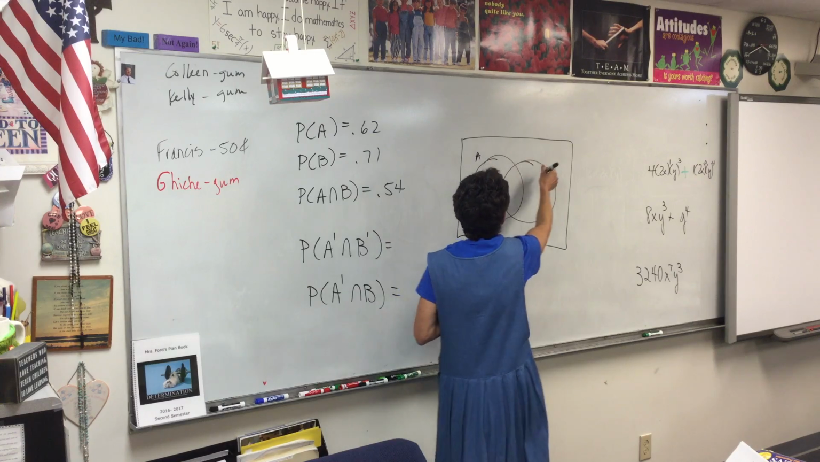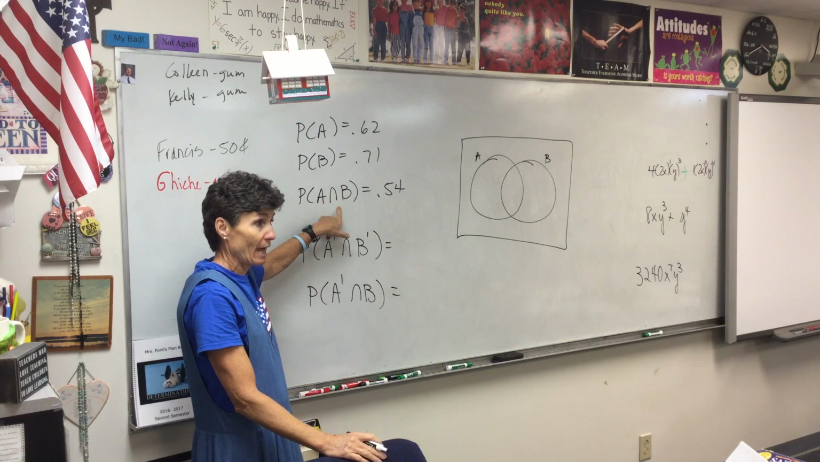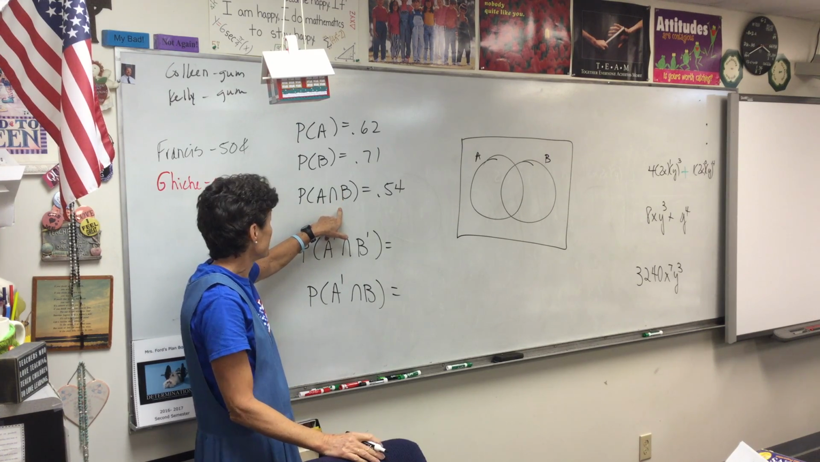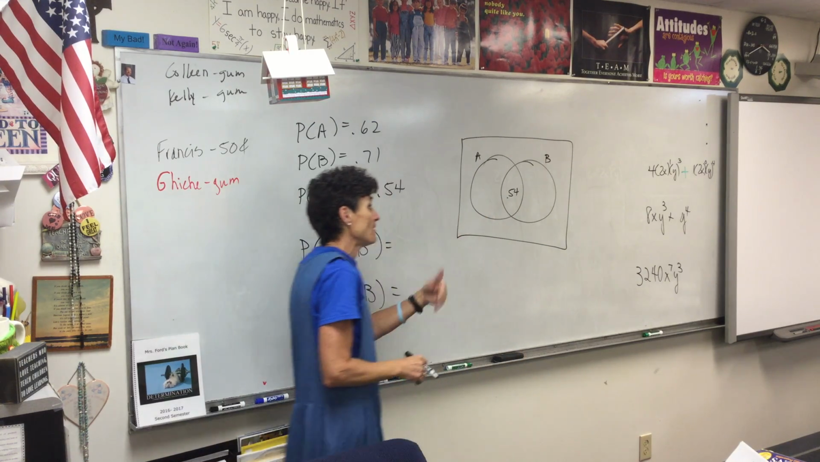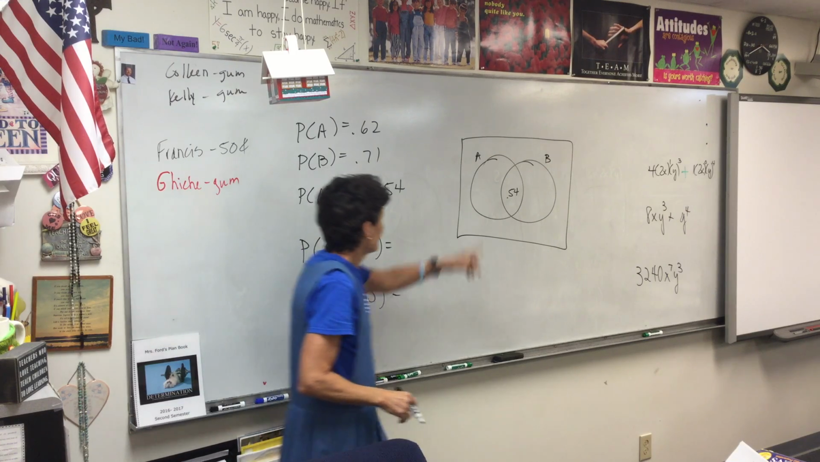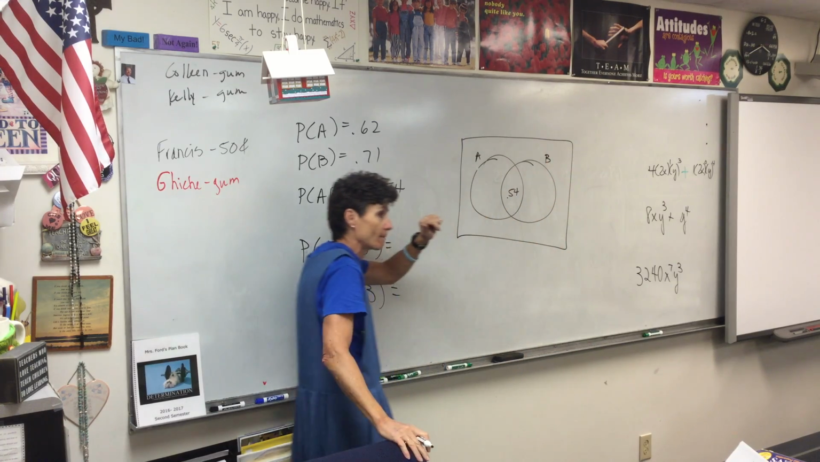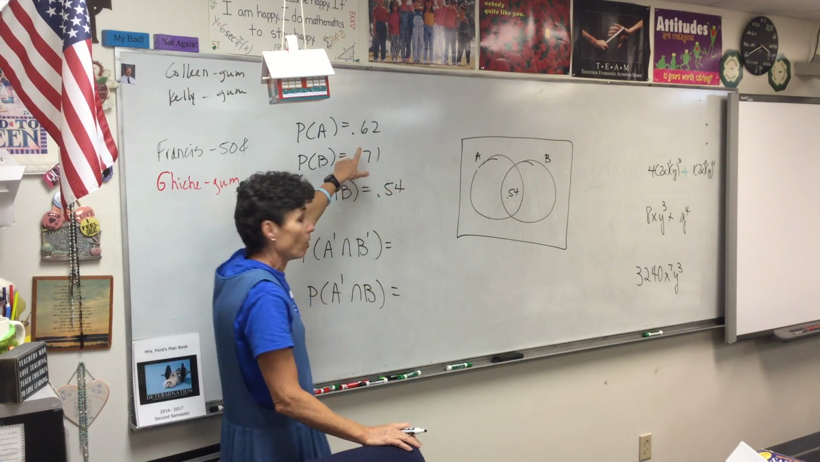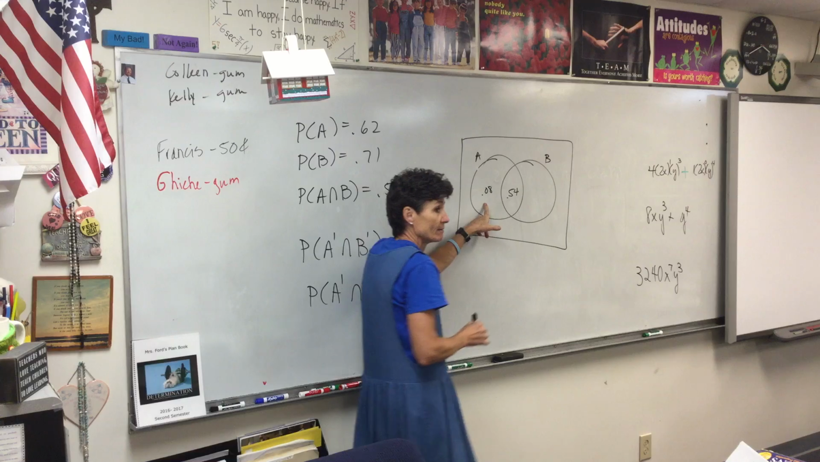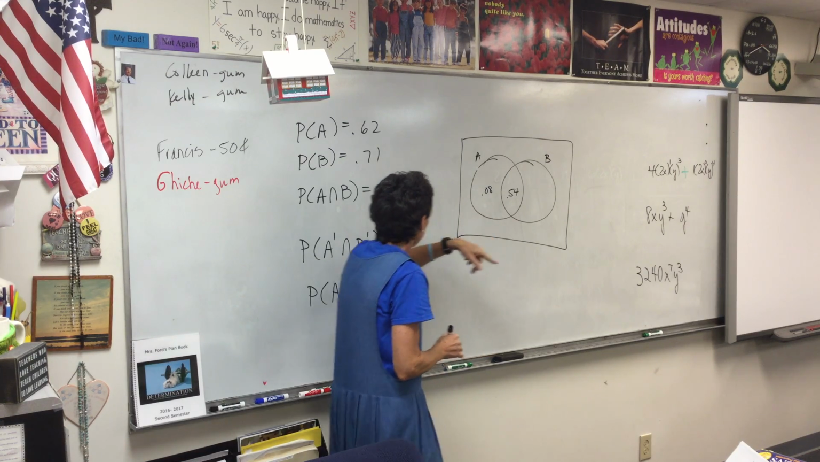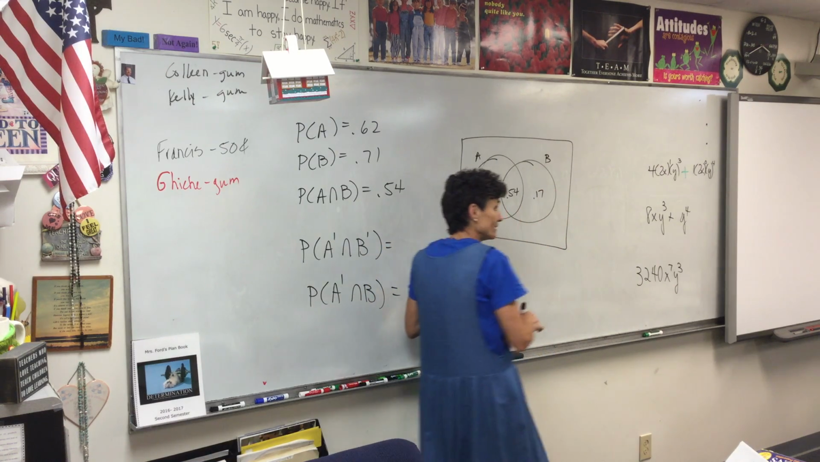So, here's my A ball, here's my B ball. As always, you start with the overlap, if you have it, which we do. So in the center here is 0.54. There's a 54% probability that somebody owns a Chevy and a Ford, whatever the two categories are. Now the whole A ball was 0.62, which means that this part is just 0.08. And the whole B ball was 0.71, which means this is 0.17.